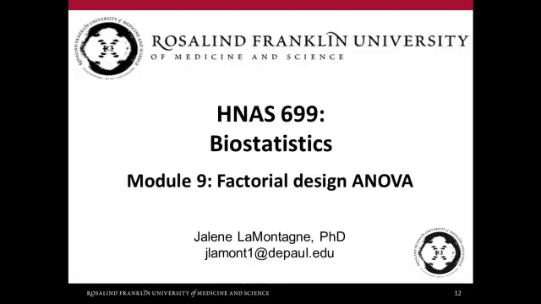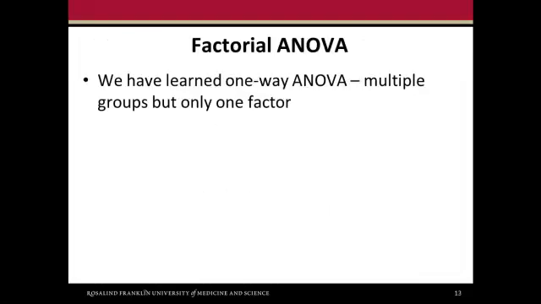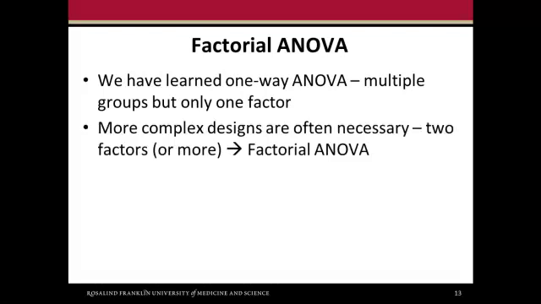For this mini lecture in Module 9, we're going to be looking at factorial design ANOVA. So far, you've learned about a one-way ANOVA, where we have multiple groups, but it's only one factor. So this is the same as a one-way ANOVA or one-factor ANOVA. You're going to see both of these. However, more complex designs are often necessary, where we might have two or more factors that we want to look at, and this is called a factorial ANOVA.